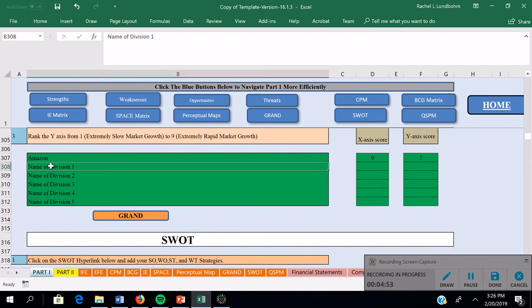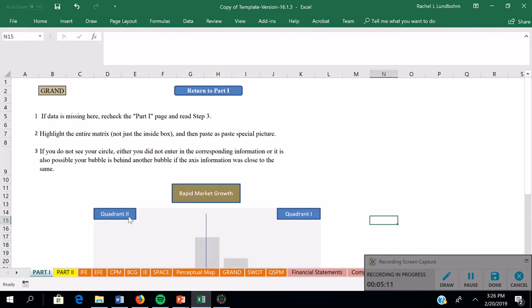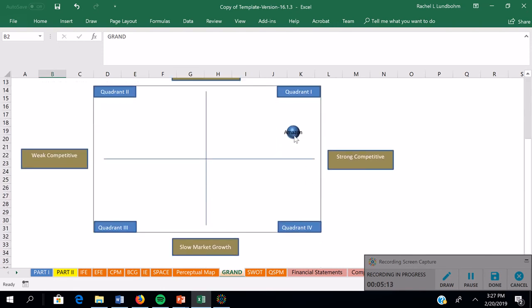All right, and we could do different divisions if we wanted. Like we could say like the Kindle, and we could say Fire TV, music. All right, you could do that if you want. But for the purpose of your case study, what you would just say is just in general for FASN. All right, and so what we would do is we click Grand, and here it says, oh, look, they're in quadrant 1. So pretty simple.